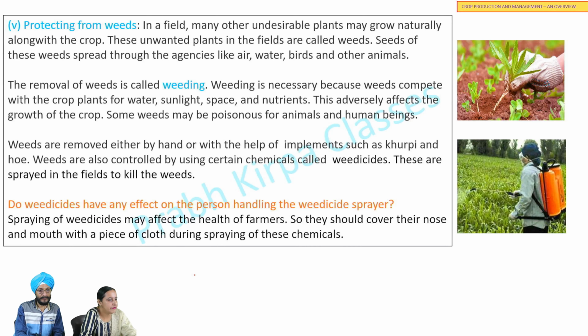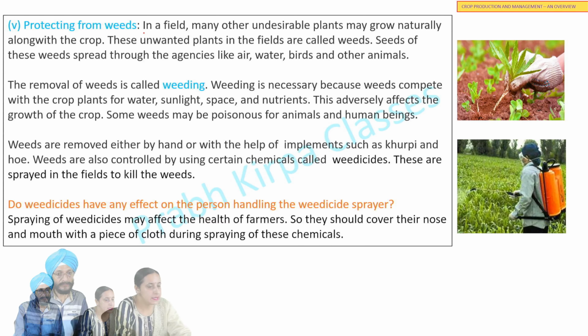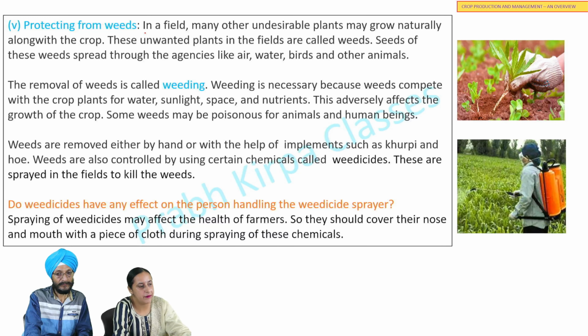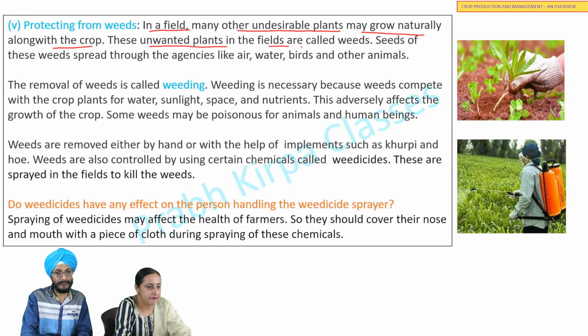Fifth, protecting from weeds. This is another important task which the farmers have to perform. In a field, many other undesirable plants may grow naturally along with the crop. These unwanted plants in the field are called weeds. Seeds of these weeds spread through agencies like air, water, birds, and other animals. The removal of weeds is called weeding.